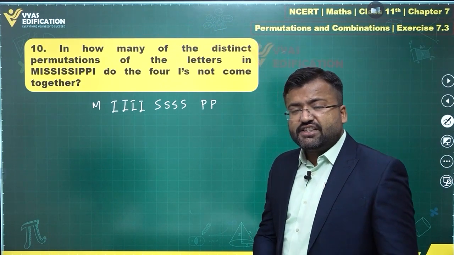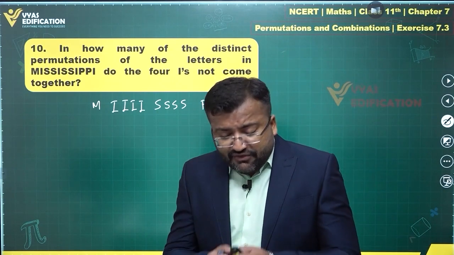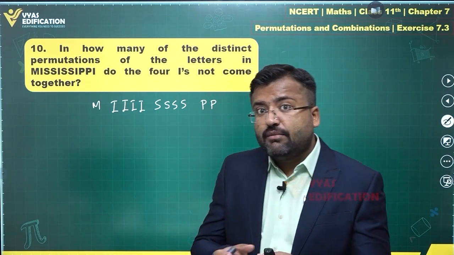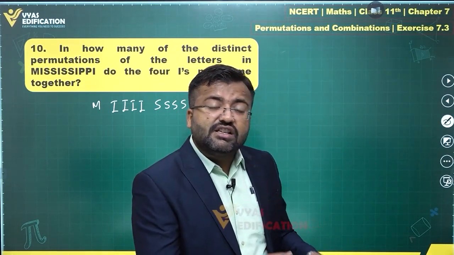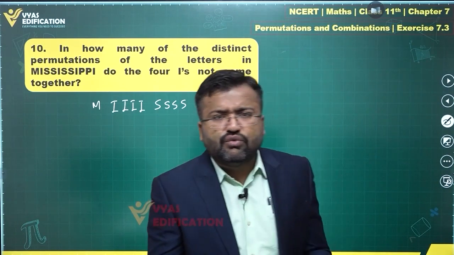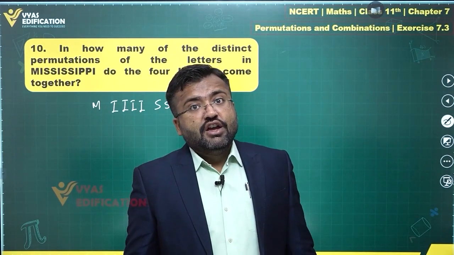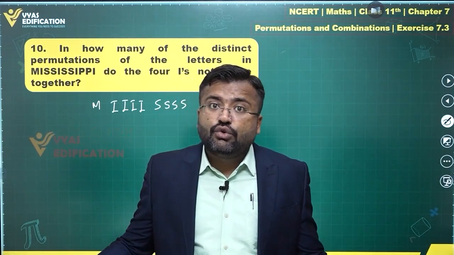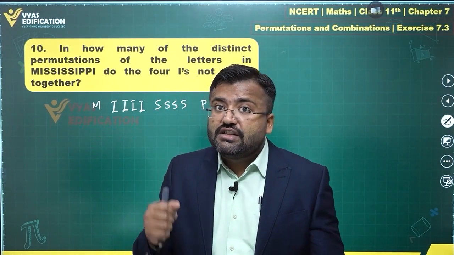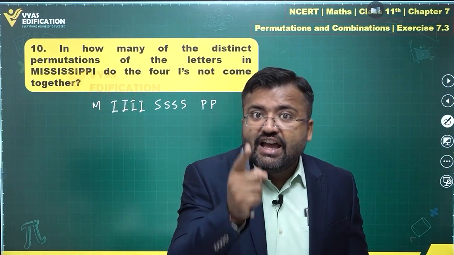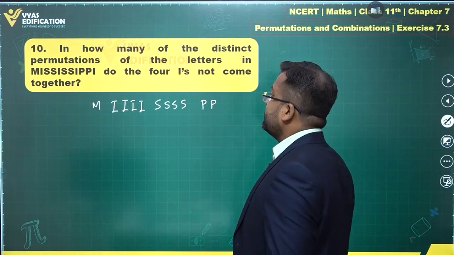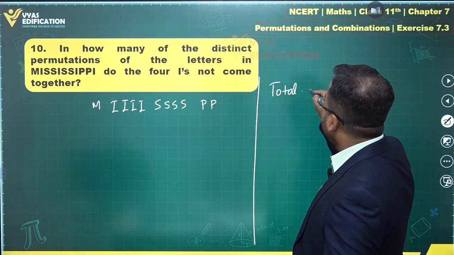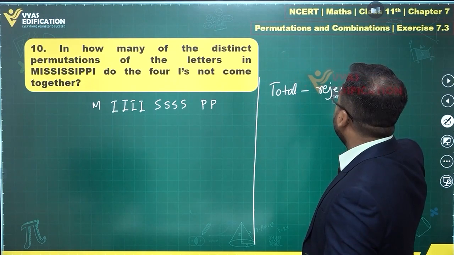Okay, so let's think of an alternative approach. Among the total number of permutations, there will be some arrangements in which the 4 I's come together, and some other arrangements in which the 4 I's do not come together. Maybe 1, 2 or 3 will come together. So we can easily find the case when the 4 I's are together, and we can find the total. The difference will give us the answer. So total minus rejected is the approach we will follow here.